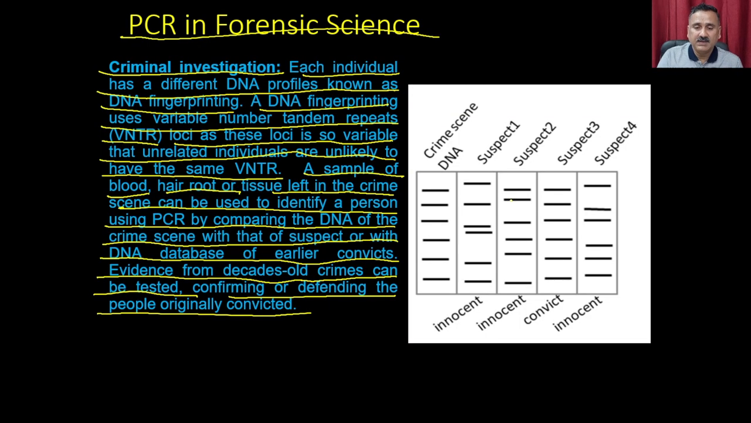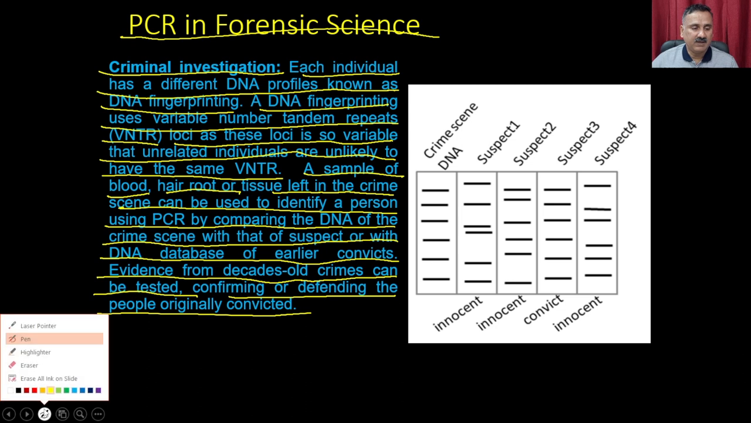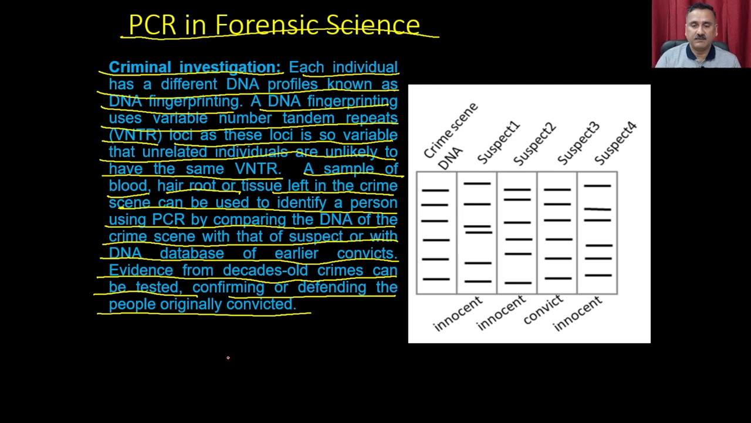And then you can actually do the analysis. What you see here is that suspect 1 has a VNTR pattern which is very different. For example, in the crime scene DNA you have the VNTR bands 1, 2, 3, 4, 5 and 6. Now, 1 is correct. If you draw the line, you will see that 1 is present in this one, right? 2 is not present in this one, right?